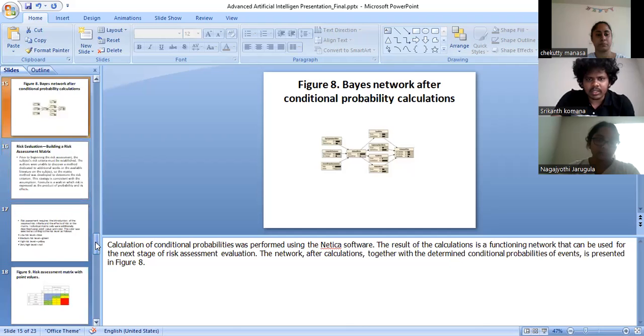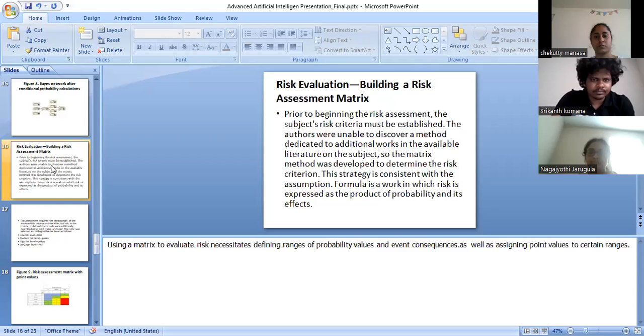Bayes network conditional probability calculations. Calculation of conditional probabilities was performed using Netica software. The result of the calculations is a functioning network that can be used for the next stage of the risk assessment evaluation. The network after calculation, together with the determined conditional probabilities of events, is presented in this diagram.